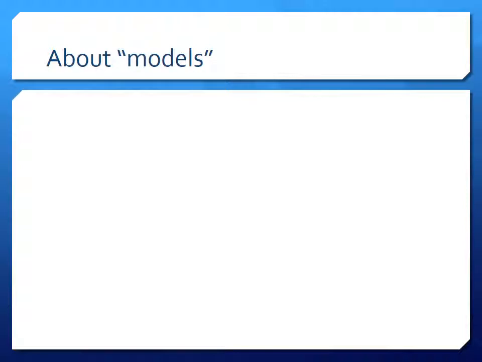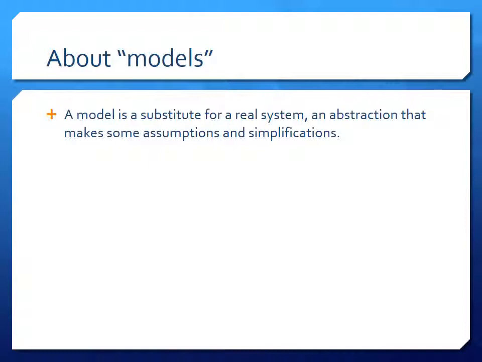Now, what exactly do we mean when we refer to models? I think it's important to better define this, at least in the context of this class. Most people have an intuitive idea of what models are, but in this lecture we're going to get into more specific details about this idea to formalize a definition of models. So a model is really a substitute for a real system. It's an abstraction that makes some assumptions and simplifications, and this is a really important point to make.